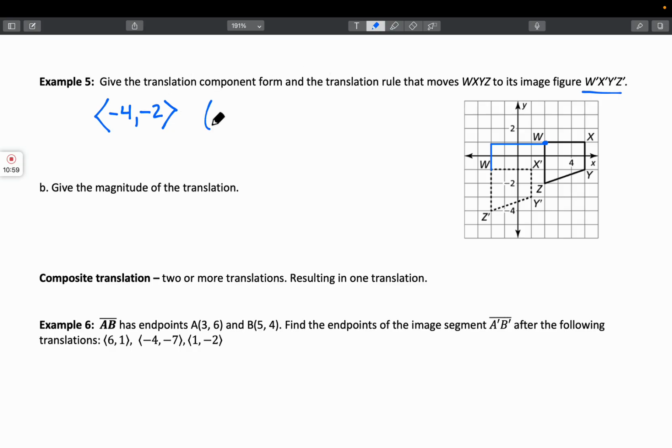Next, let's come up with a rule. That means we're going to take each original XY coordinate and we're going to subtract 4 from the X's and subtract 2 from the Y's.